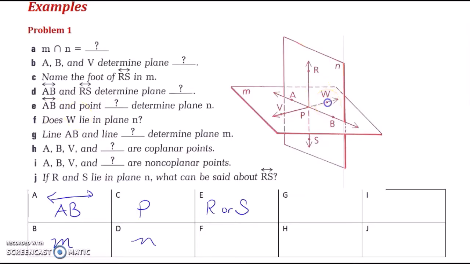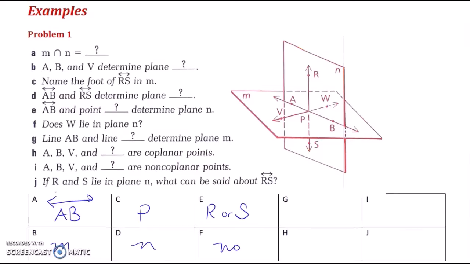Does point W lie in plane N? No, it doesn't. The way this is drawn, N is, even if I highlighted N, you wouldn't really be able to see it, but see how it's dotted? That is implying that it's behind plane M. Does line AB and which other line determine plane M? So AB, and then the other line would be BW.